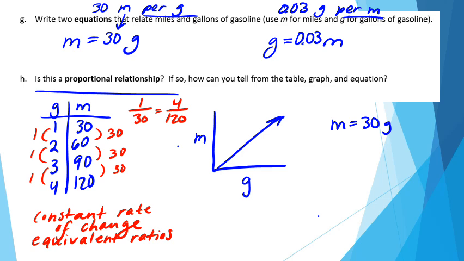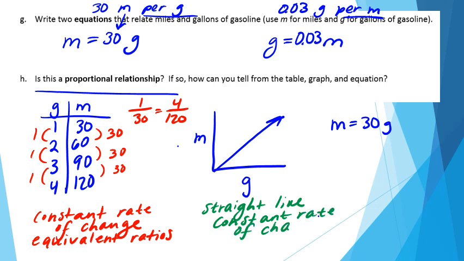So this is a proportional relationship. Looking at the graph, we've talked about how it's a straight line if it's proportional. It's straight because it has a constant rate of change. And it also goes through a really important point, which is 0, 0. We also call that the origin.